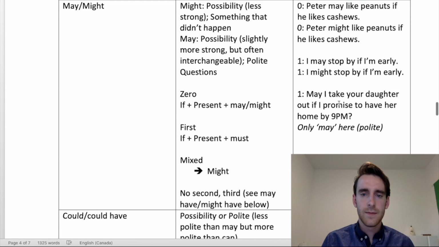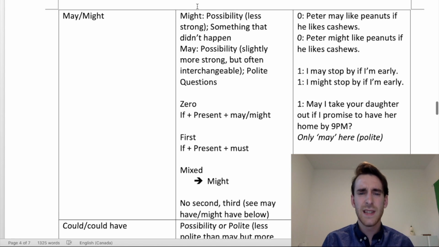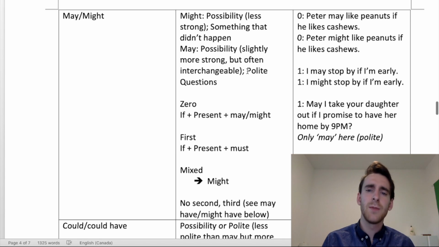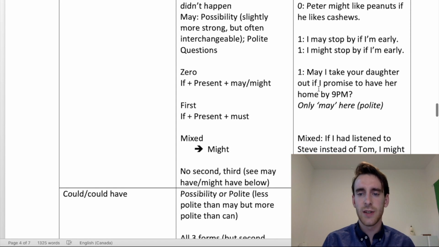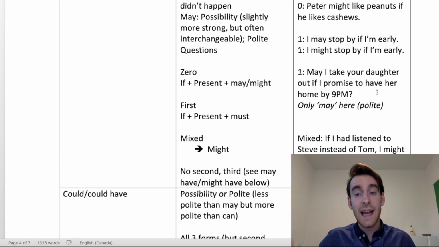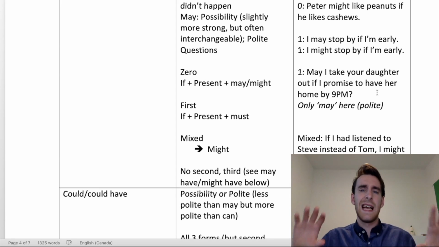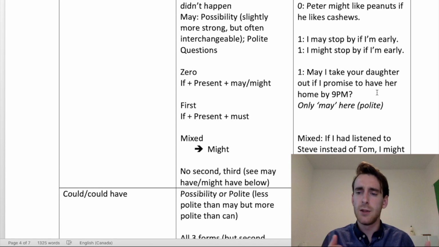A good thing to note here is that for may, where the difference is between may and might, don't worry too much about the difference here, but you cannot use might for polite questions. Like this example here, may I take your daughter out if I promise to have her home by 9 p.m.? You can't use might here because it's just a polite question. You could use can here. Can I take your daughter out? That's not as polite, all right? But you could say that, right?